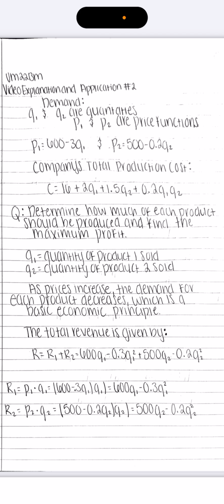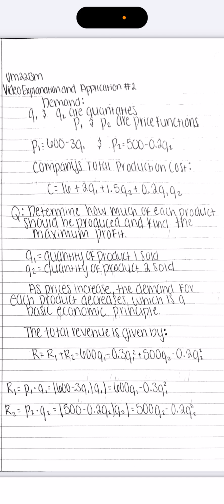The question/goal is to maximize the total profit, determine how much of each product should be produced, and find the maximum profit. In this specific problem, a company manufactures 2 items which are sold in 2 separate markets where it's a monopoly. There are 2 quantities, Q1 and Q2, and there are 2 price functions, P1 and P2. P1 is equal to 600 minus 0.3 Q1, and P2 is equal to 500 minus 0.2 Q2.